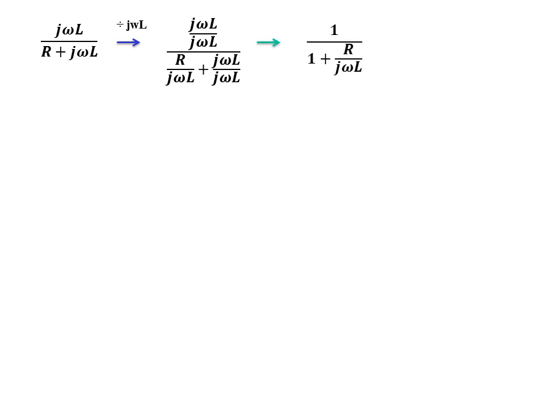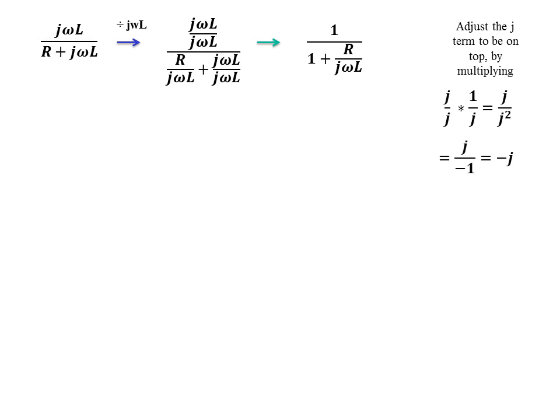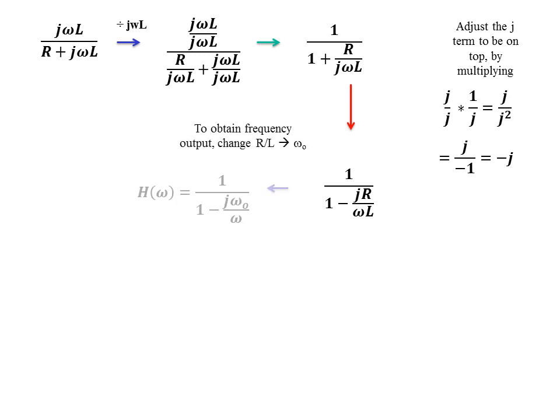If you go through step by step, we will see that these terms are divided by j omega L. And we get this term becomes 1 over 1 plus R over j omega L. And we will adjust j to be on top, the same steps that were shown previously. And you'll get 1 over 1 minus j R over omega L. And changing omega naught as R over L, this becomes 1 over 1 minus j omega naught over omega.